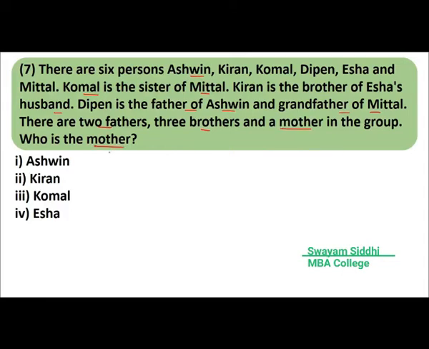Who is the mother? Now, if you start counting 2 fathers and 3 brothers and just 1 mother, that is 1 female, then you won't get the answer. Best way is, this is a third category sum. Draw the diagram. Draw the diagram very easily.